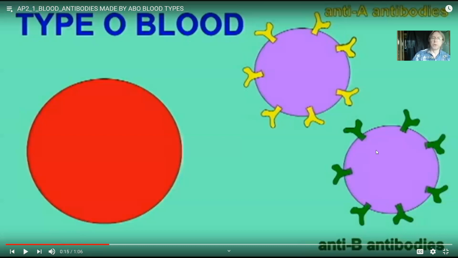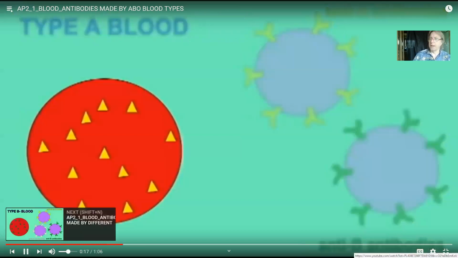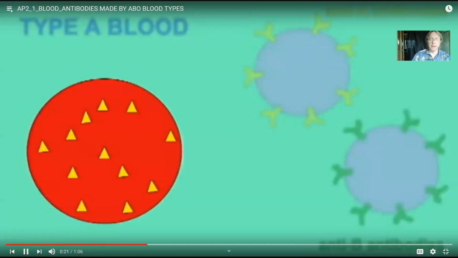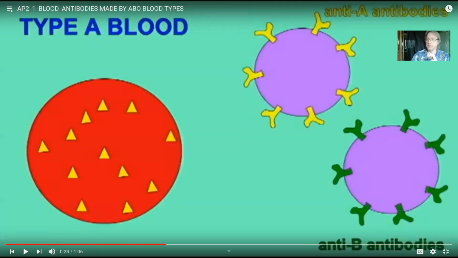So the two keys are, this individual does not have the A yellow triangles or the B green triangles on their red blood cells, and therefore they would be prepared to make anti-A and anti-B antibodies. Now let's imagine a fetus is developing and one of its parents, maybe both, said, put yellow triangles on your red blood cells by that certain combination of sugars.